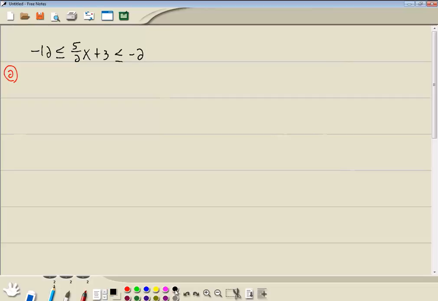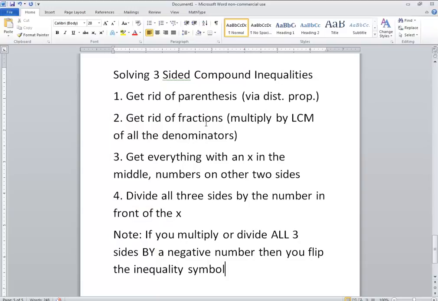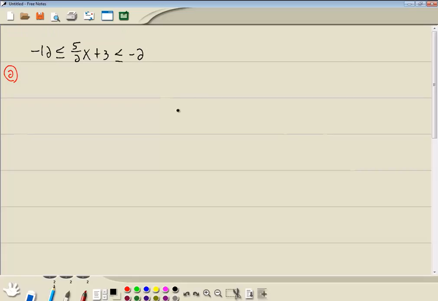Step 2, get rid of fractions. Multiply by the LCM of all the denominators. Now we only have one denominator, the 2, so that would be our LCM. And that's what we're going to multiply everything by. When I say everything, I'm talking about what's separated by pluses, minuses, and inequality symbols. So I'll take 2 times negative 12 is less than or equal to 2 times 5/2 x plus 2 times 3 is less than or equal to 2 times negative 2.